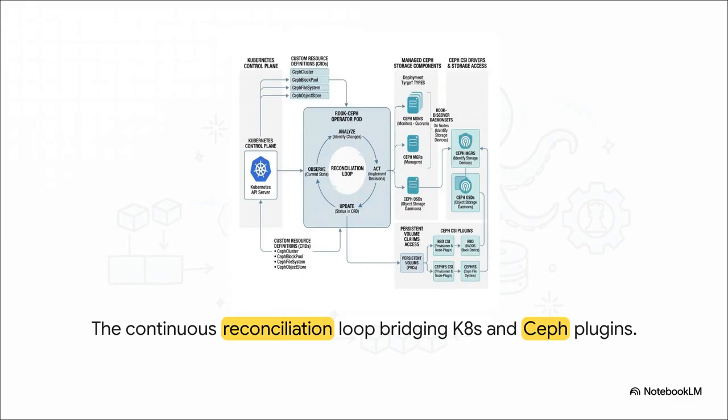What's super interesting about this architecture is how that entire observe, analyze, act, and update loop physically sits right in the middle of everything. It acts as this perfect, seamless bridge between the Kubernetes control plane on one end and all those managed Ceph storage components and CSI drivers on the other. Honestly, it's the absolute brain of the whole operation.